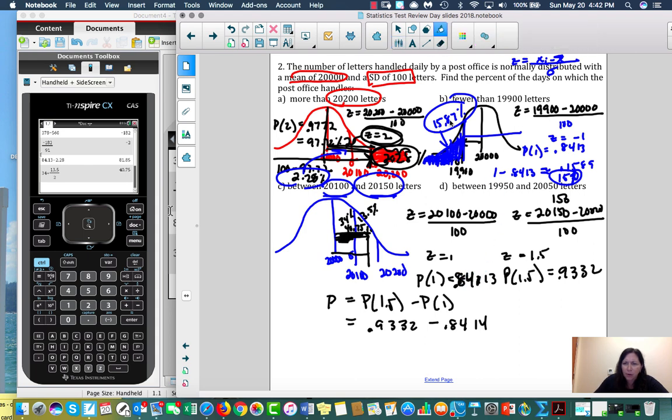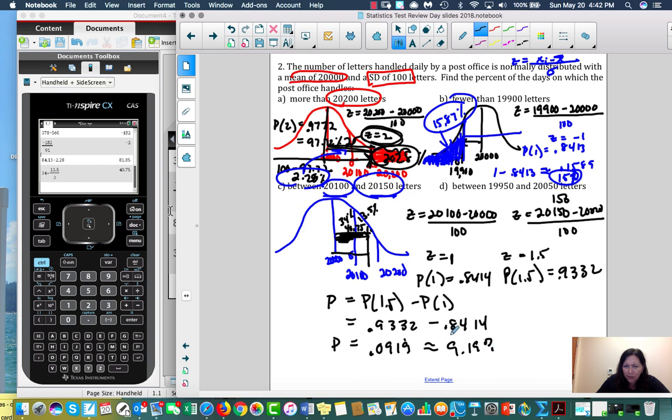8413. I got this number wrong. Hold on one second. T of 1 equals 0.8414. Okay. And when I subtract these two, I get 0.0919, right around there, which comes out to be about 9.19%. So this distance in here is 9.19%.